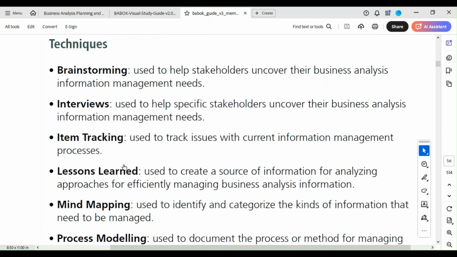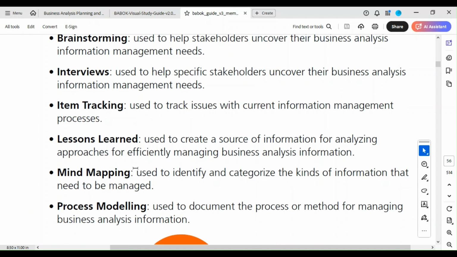Techniques. So what techniques do you need to plan this? Brainstorming, come together, let's do this. Maybe use Miro to brainstorm, to help stakeholders uncover their business analysis information management needs. You come together, talk about it. How do we plan our business analysis information management? Who needs this? What tools can we use? Interviews, you go one-on-one to meet your MD or your executive director to talk about this. Used to help specific stakeholders uncover their business analysis information management needs.